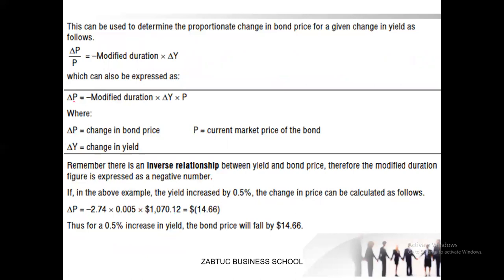So, as an investor or a fund manager, what is your interest?